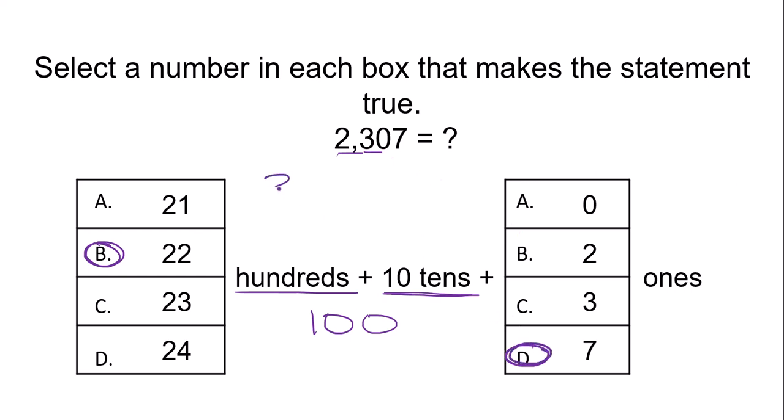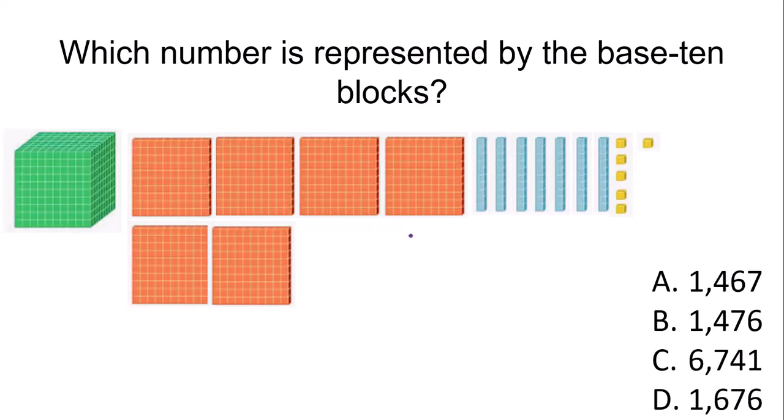Okay, so it's 2,200s plus 100 plus 7 ones. That's 7, 0, 3, 2,307. Okay, next. Remember, again, you can pause this video at any time if you feel like I'm going a little bit too fast, or if you want to stop and take notes, feel free to pause it and then resume whenever you're ready. Okay, which number is represented by the base 10 blocks?